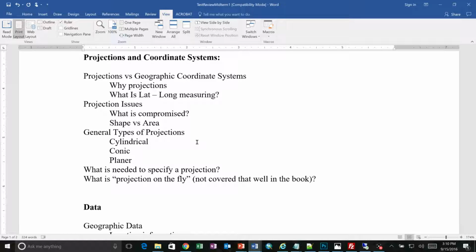Okay, projection issues. What's compromised in a map projection? Well, the main compromise that we went over when we gave that lecture is this compromise of shape versus area. So we're going to start messing up the shapes a lot, or we're going to start messing up the areas a lot. Sometimes people refer to that as a conformal projection versus an equal area projection. An equal area projection is weighted more toward area. Conformal is weighted toward the true shape.